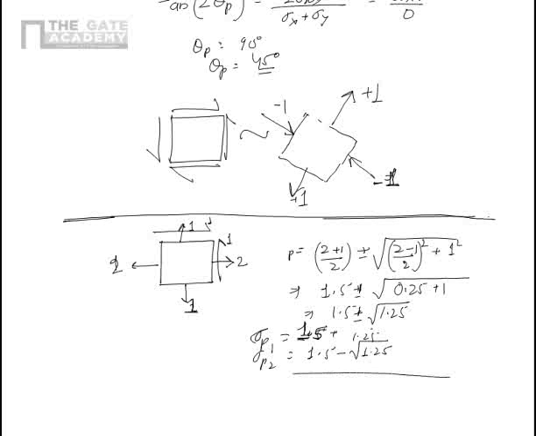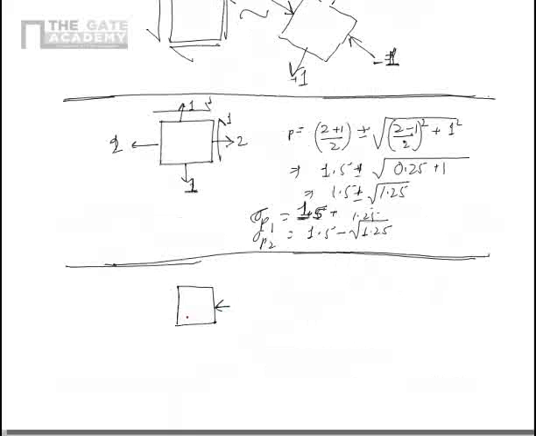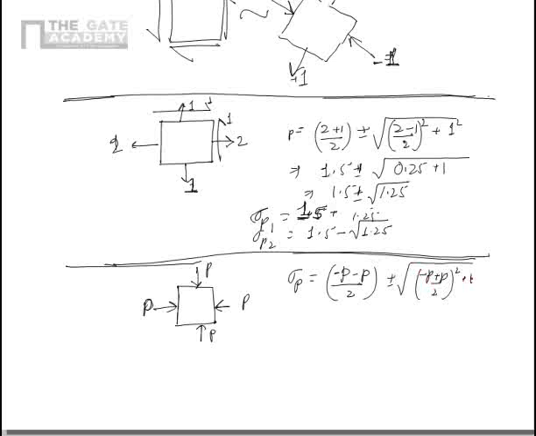If you remember from fluid mechanics, we have seen fluid statics. In fluid statics, we have a fluid element which is like this, and it has pressure from all directions, P, P, like this. Now if you transform this stress state, we will get sigma principal equal to minus P by 2 plus minus square root of (minus P plus P) by 2 squared, plus there is no tau xy squared, there is no shear stress, so it is 0. So this whole thing becomes 0, so it is again minus P.